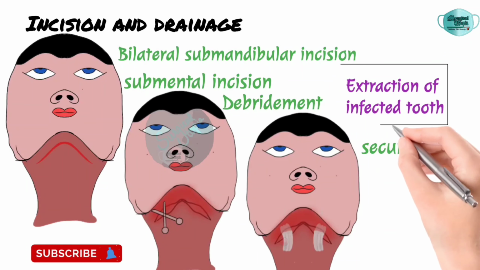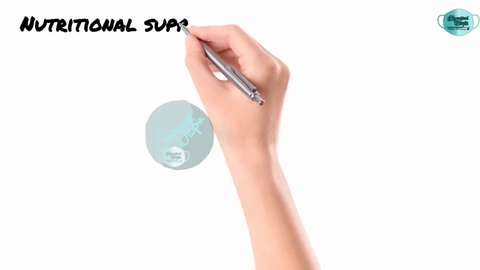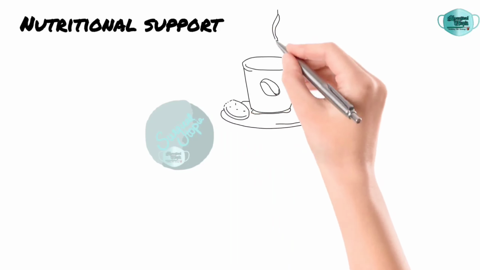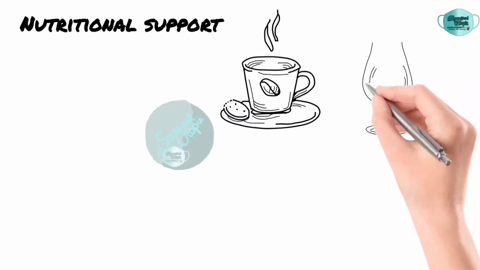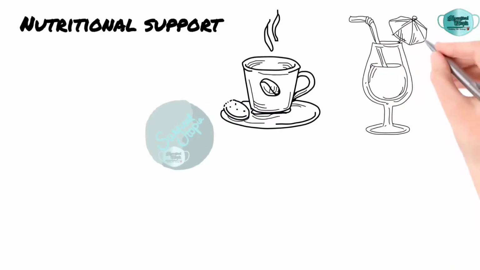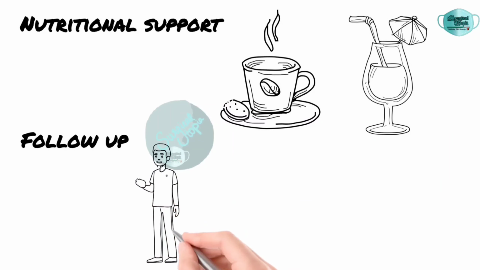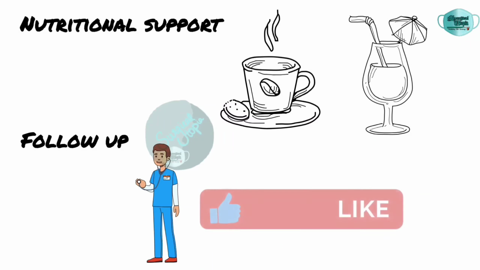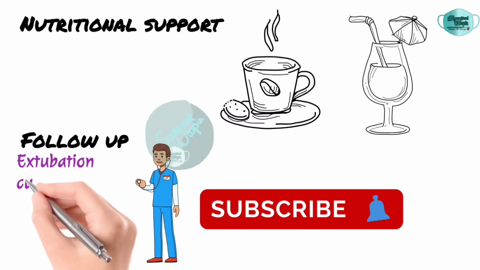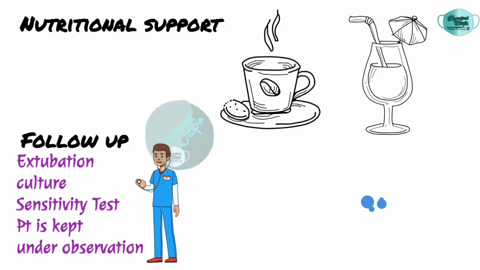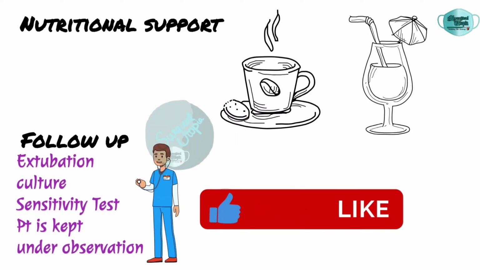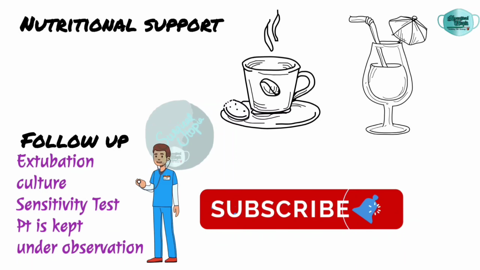The patient should be advised to take a soft liquid diet in order to keep the patient well nourished and hydrated and to promote wound healing. Proper post-op care should be done. In case nasoendotracheal intubation was done, then extubation should be done, that is removal of the endotracheal tube. Culture sensitivity tests could be repeated in order to see if any changes need to be made, and observation for signs of further infection or sepsis should be done.